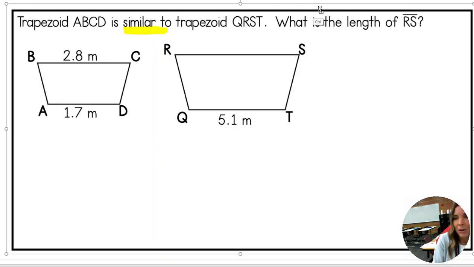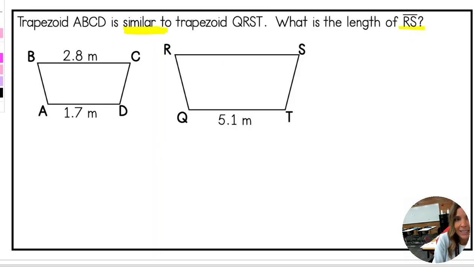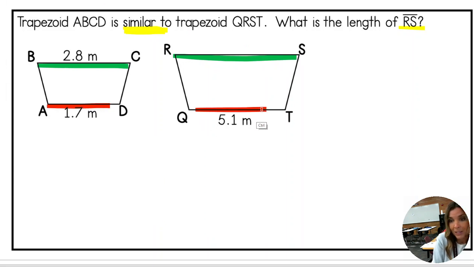Okay, so we want to know what the length of RS is. This side right here on the trapezoid corresponds with this side. And this side right here on the trapezoid corresponds with this side. So when I set up my ratio, I have to do it so that we're talking about the corresponding sides. So I am going to say red over green is equal to red over green, and that's what I don't know.